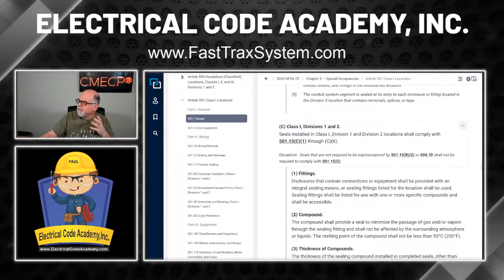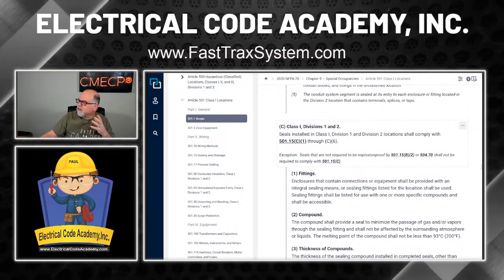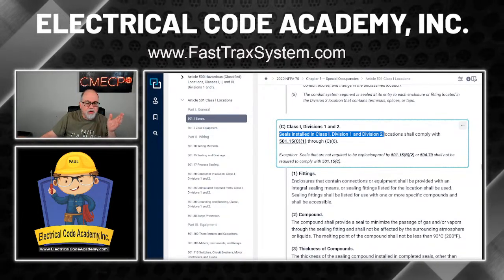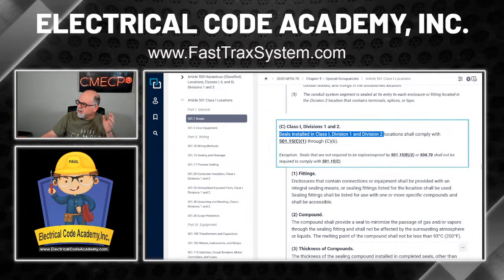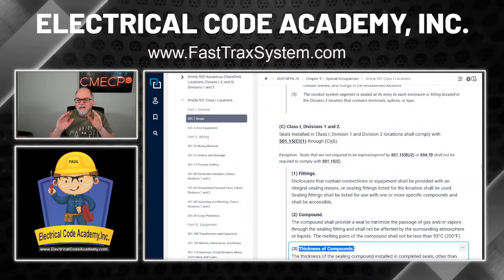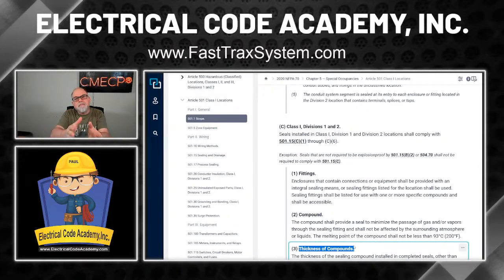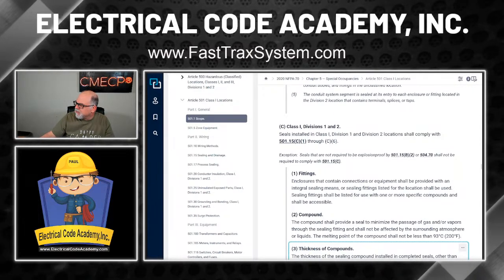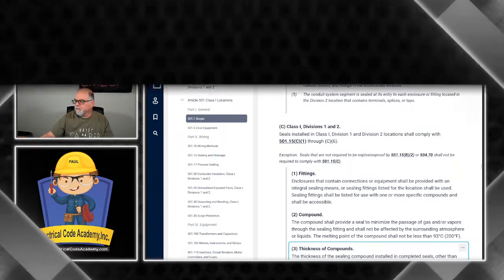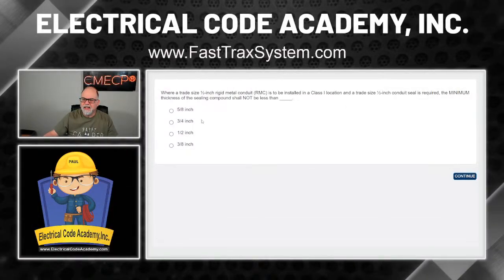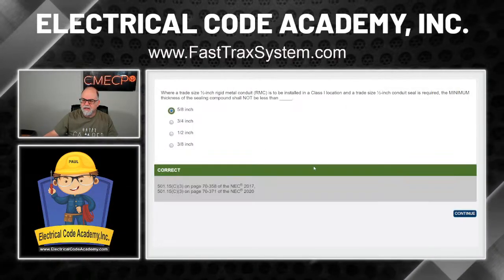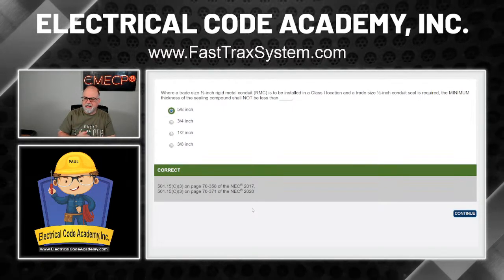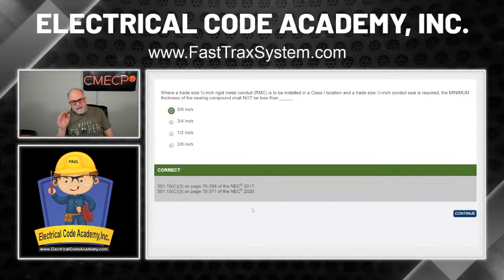We're doing this quickly. And then we come down here and we see Class 1. This is seals installed in Class 1. It doesn't matter, Division 1 or Division 2. And then notice we see something down here that says thickness of compounds. Does that not basically match what we saw in the question? All right. And the first thing your eyes need to go to is you'll see 5/8 of an inch. Right? So you go back over to the question and you go, boom, 5/8 of an inch. And there it is. 501.15 C3.